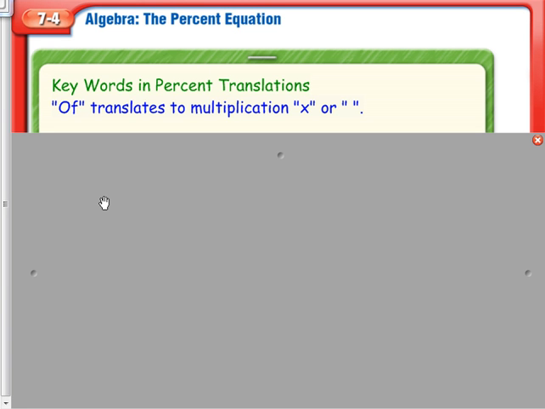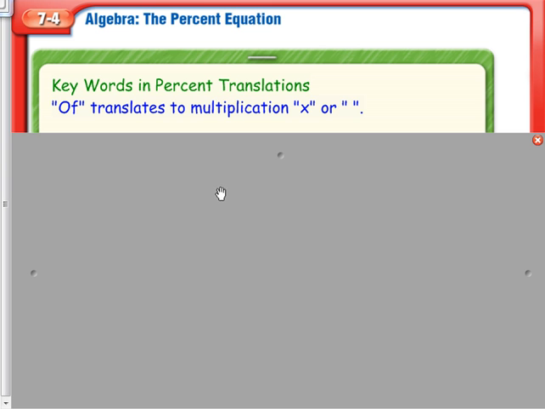In lesson 7-4, we're going to be talking about the percent equation. We have already learned how to do basically all these same problems using the percent proportion. So this is another way to do these same problems: write an equation and solve to find the missing number.